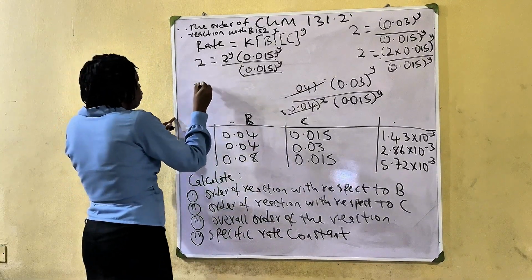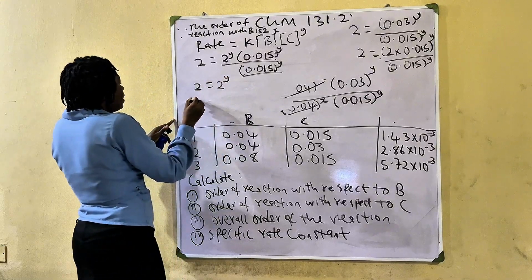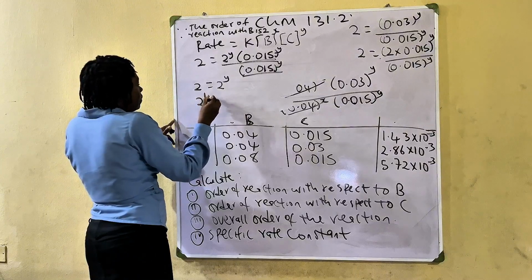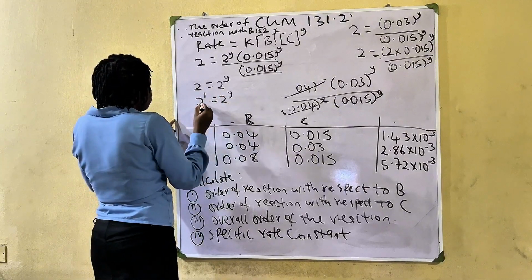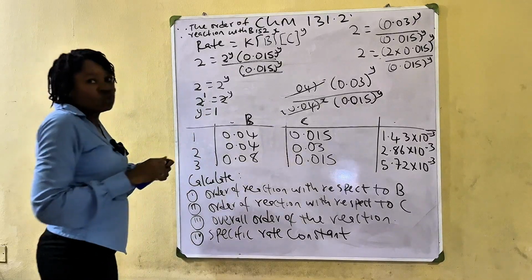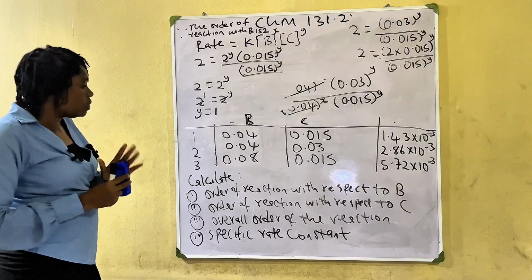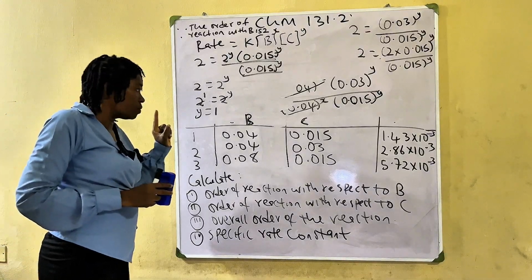So you are left with 2 equals 2y. Of course, 2y is 2 raised to the power 1 equals 2y. So 2 will cancel out 2. y is equals to what? 1. So it means that the order of reaction with respect to C is 1.